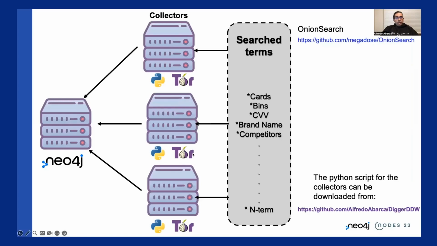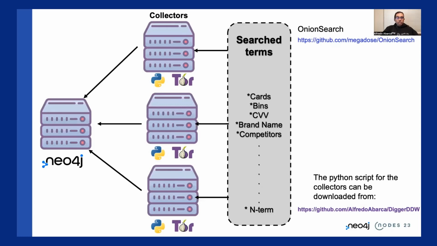I will explain as well how I created the basic infrastructure to collect, process, and normalize all the information before taking it to Neo4j. In order to collect this information, I use some collectors, which are virtual machines on Unix-based servers. These collectors have Python installed and a Tor agent installed, because if you need to go to the dark web, you need some kind of client to connect to it. In this case, I will use Tor.